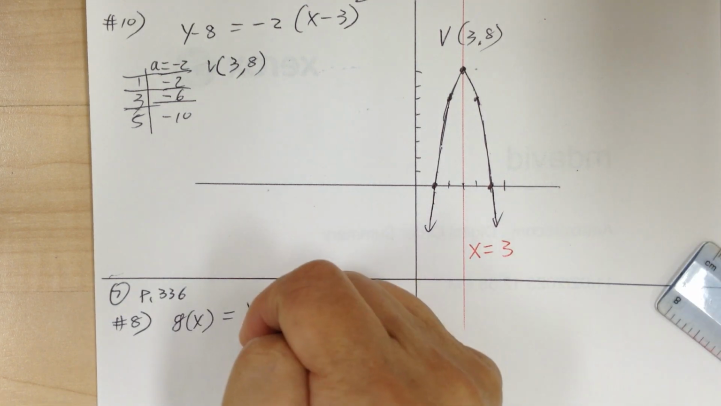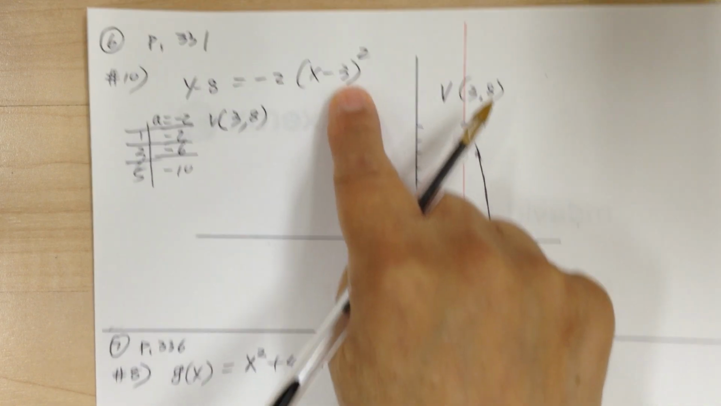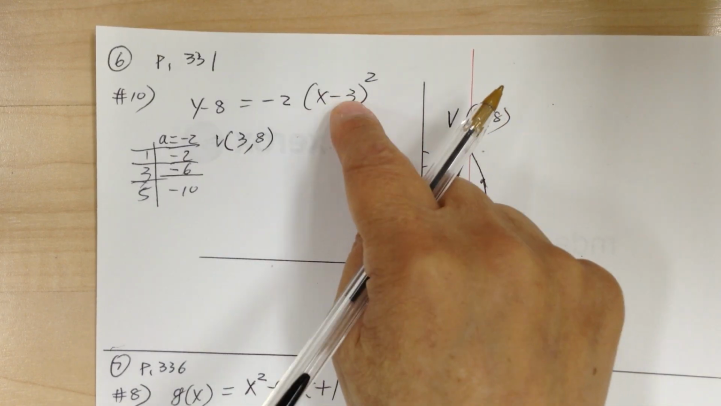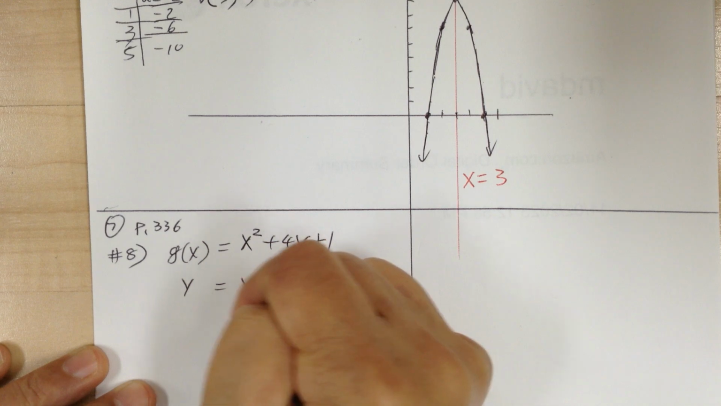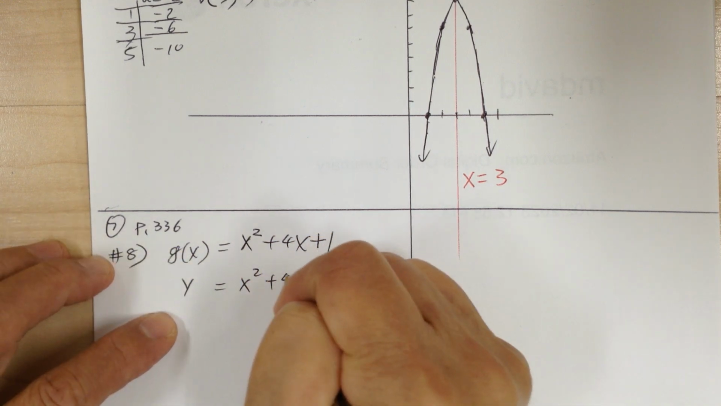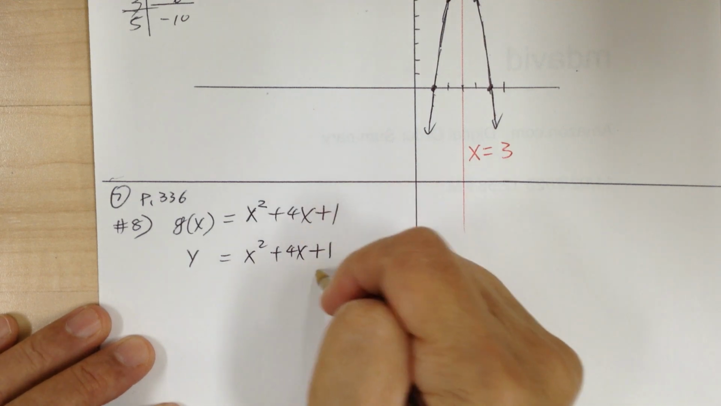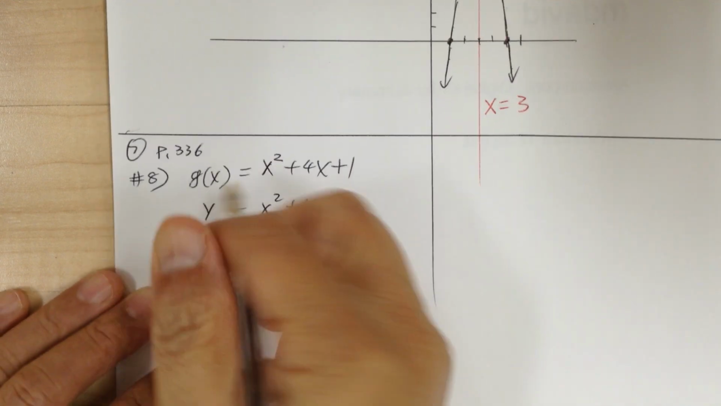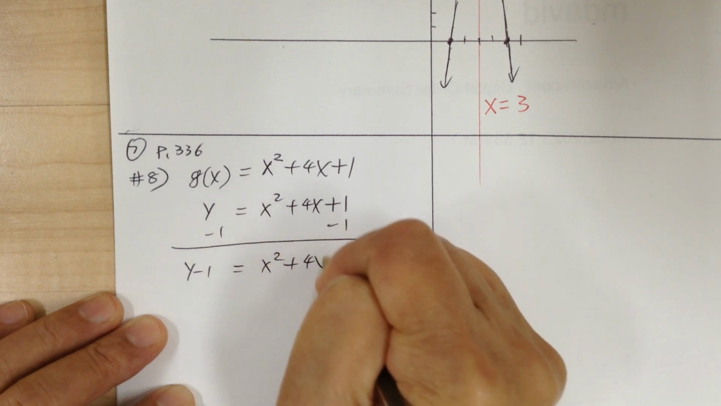So again, there are many ways you can do this. The best thing to do is you have to just do it like this. Since you already know how to do this, so you just go and do it that way. So function is a y, so y equal to, so change this into y. And next what we do is get rid of this number. So minus 1 on both sides. So you got y minus 1 equal to x squared plus 4x.